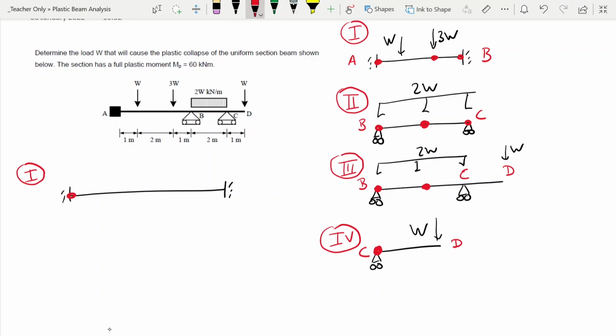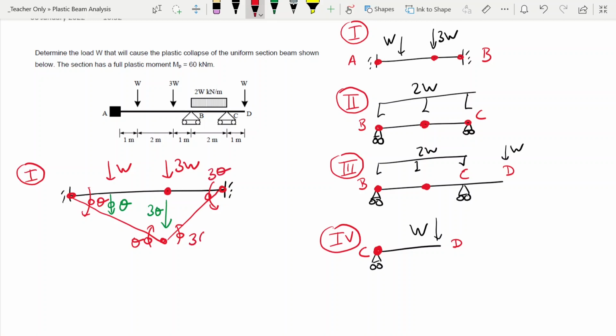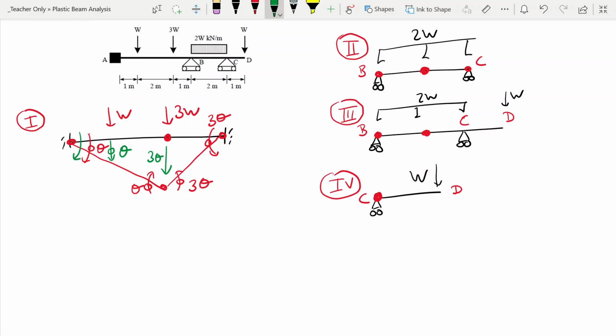So we know we only need hinges at the supports and underneath the load 3W. So we can start drawing the shape. So if we assume the rotation to be theta at the left, we know underneath 3W should be 3 theta, and underneath W should be just theta. Now we also know that this rotation here is theta, and we know that on the other side, the angle will need to be 3 theta, so when we multiply by 1, we get the same displacement. Similar to the previous cases, we have all these MPs applied where the hinges are, so we should be able to get our equation straight away.